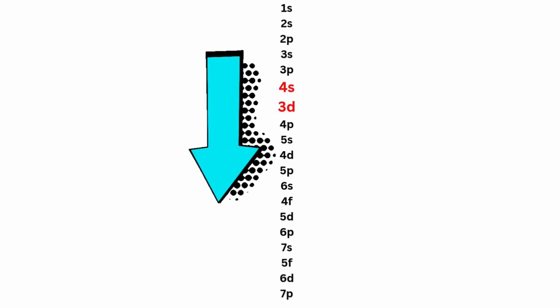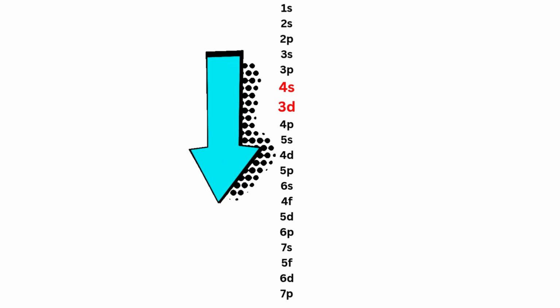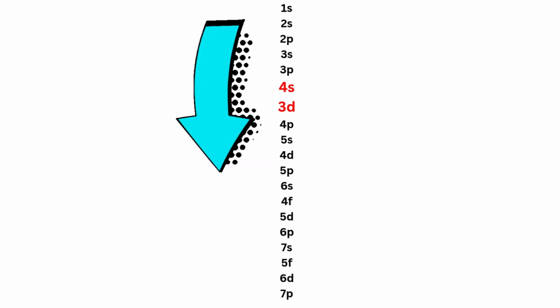Now let's look at the order in which orbitals fill. It goes as displayed on the screen. The pattern follows increasing energy, but notice something strange. For example, the 4s orbital fills before the 3d orbital. That's because 4s has slightly lower energy when it's empty. This is one of those quirks of quantum mechanics.